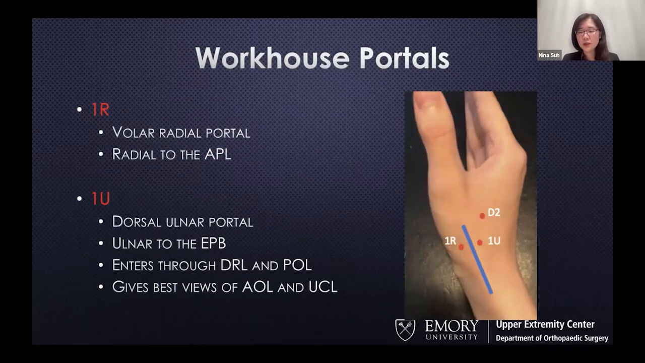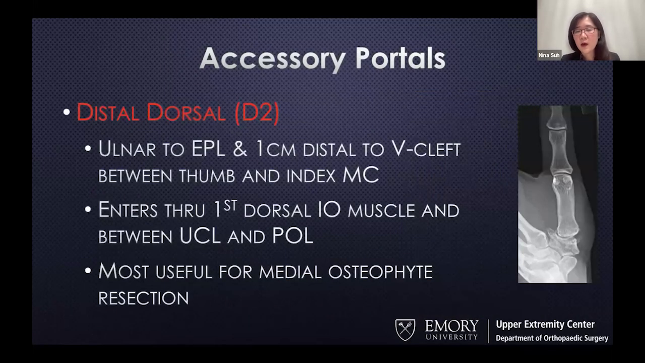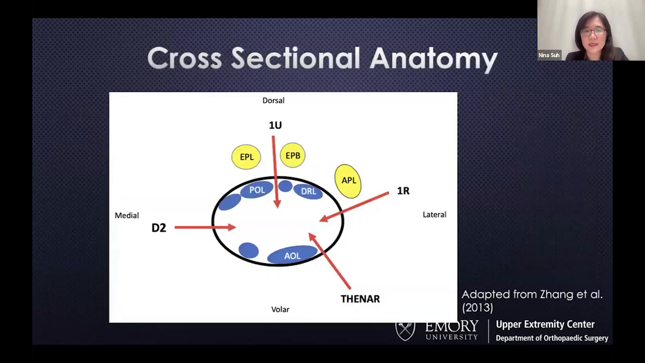There are some modifications, certainly, and there are other portals that can help. There's also volar portals that can sometimes help with the debridement. Another one that's very helpful is the distal dorsal portal, which is ulnar to the EPL, within almost the soft spot between the first and second metacarpals. So it's very helpful for patients with a very large medial osteophyte. Sometimes you'll use the D2 portal to get to that.